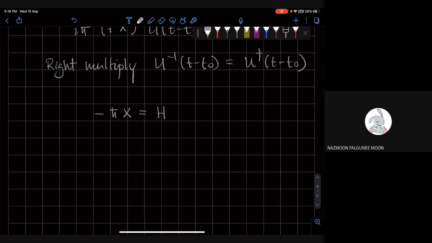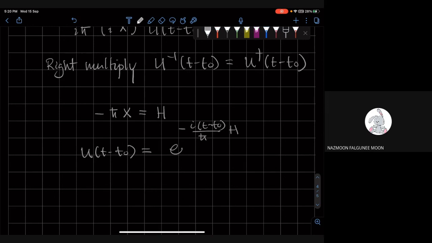And therefore, I see that my time evolution operator U(t minus t0), in the case when the Hamiltonian is time independent, is given by e to the power minus i (t minus t0) divided by h bar, times H. Okay?